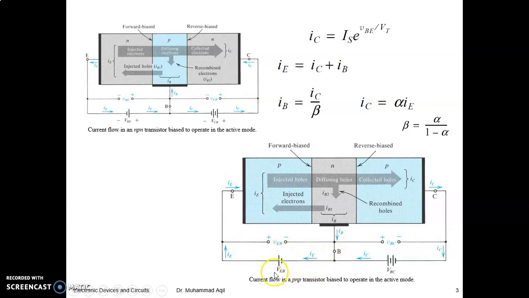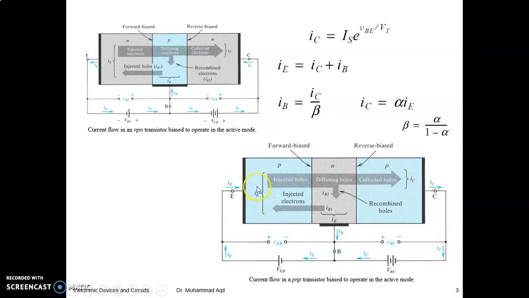You can see the polarity of this and this battery, right? VEB here, it is called VBE. It means VE would be higher than VB to have this PN junction forward biased. Similar is the case here to make this junction reverse biased. This should be more negative than this one, right? Here you make this positive because of this PN junction.